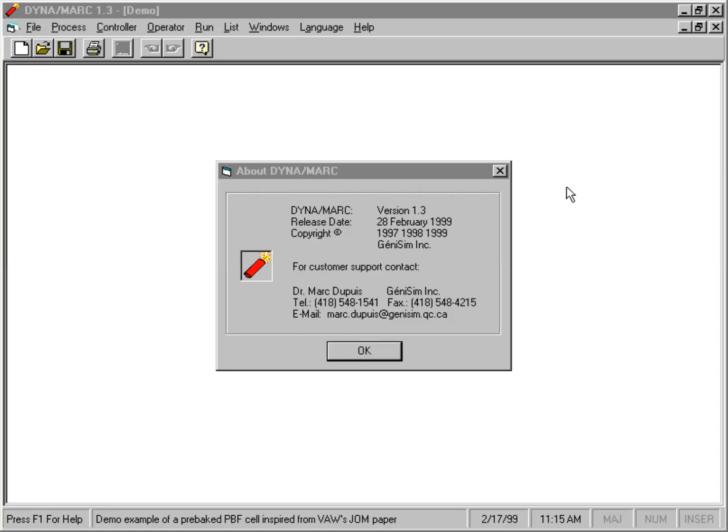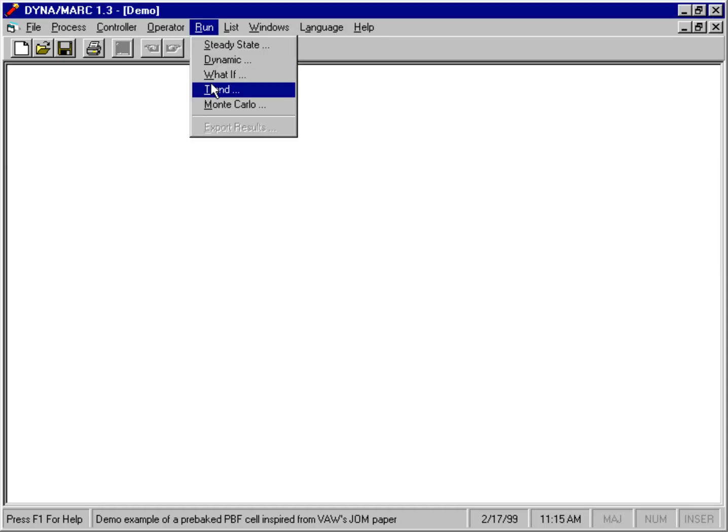Welcome to the 1.3 release note of Dyna, the fourth major release since March 1998. In this release, the first new facility is the Monte Carlo solver.